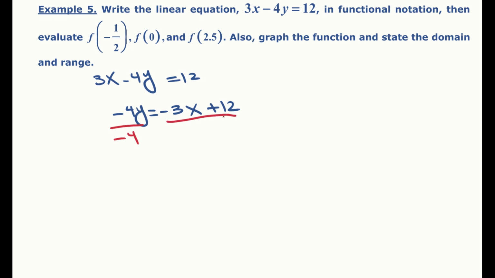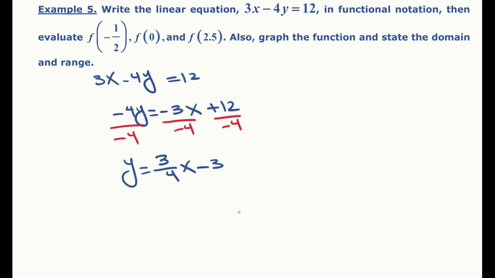And of course on this side it splits, right? So we might as well save one step and just take care of the split. Alright, so we end up with y equals now negative 3 over negative 4. That's going to give us positive 3/4 x, and then positive 12 over negative 4, that's negative 3.